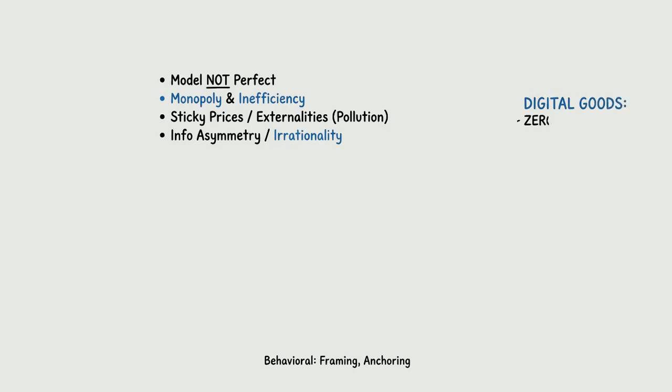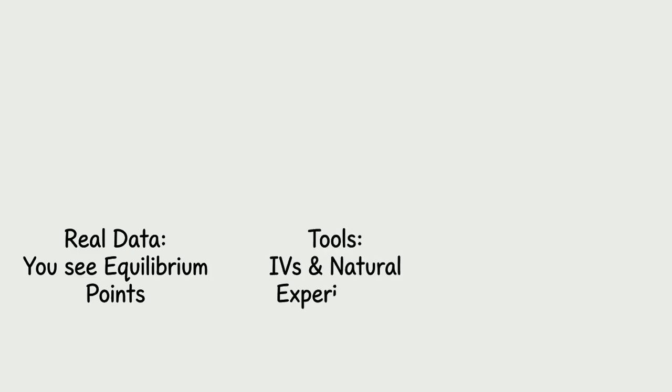Digital goods are another wrinkle. They often have near zero marginal cost. That changes the shape of the supply curve. And platforms like Amazon or Uber operate as two-sided markets, where value depends on the number of users. Finally, when you look at real-world data, you don't see the curves. You see equilibrium points, price and quantity combinations where supply and demand intersect. To estimate the actual curves, economists use tools like instrumental variables and natural experiments to isolate shifts in one curve while holding the other constant.